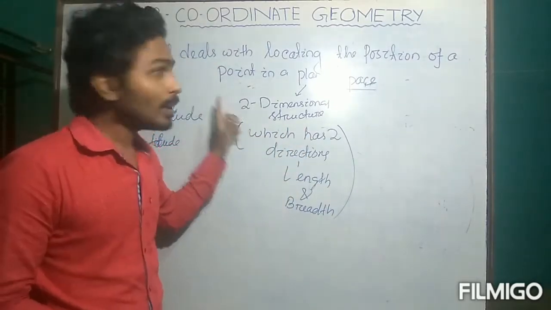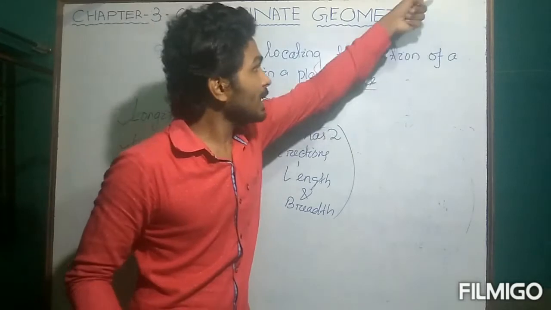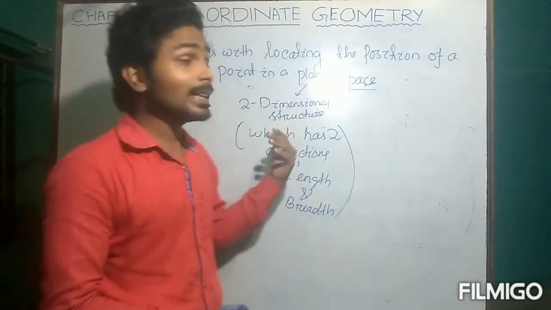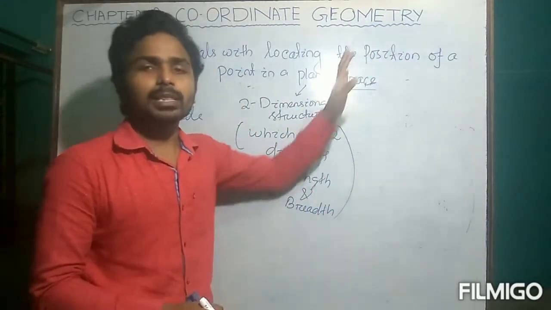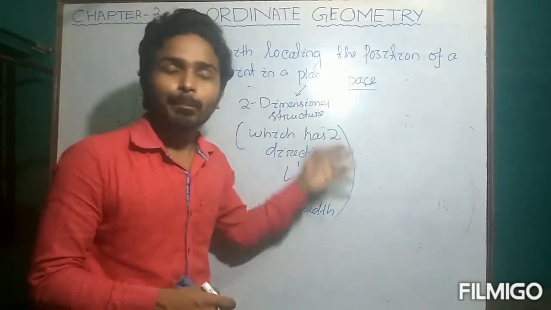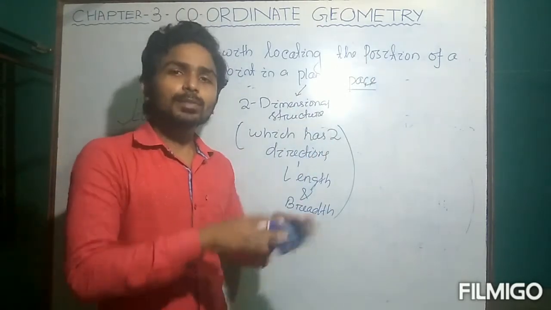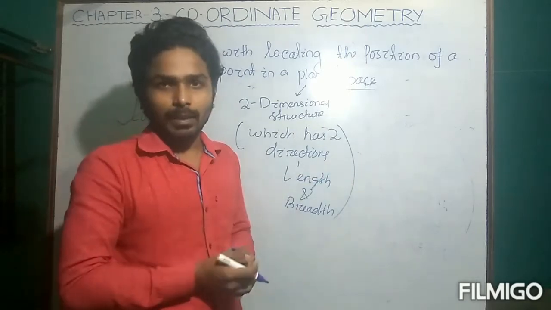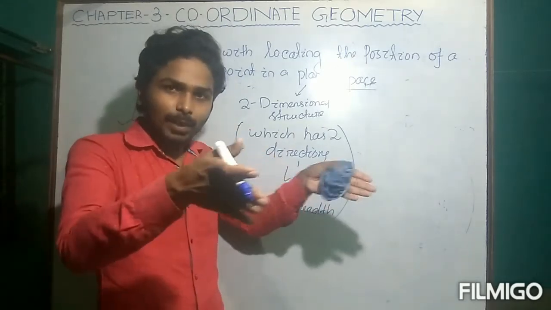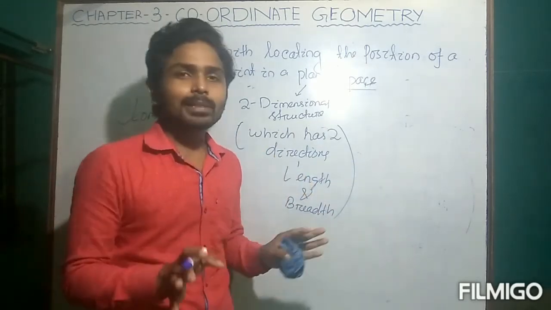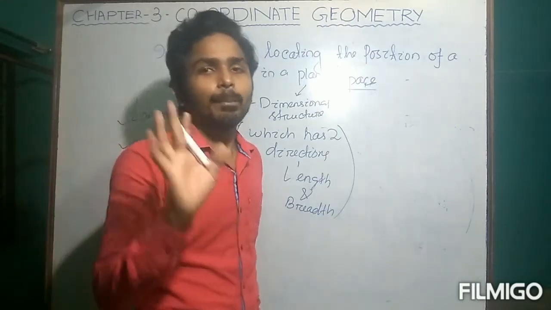You can take the example of this whiteboard. In this whiteboard, you have length as well as breadth. So it is a two-dimensional structure because it has two directions. That means it is a plane. You can take the example of the surface of a table. The surface of a table has length as well as breadth. So it is a two-dimensional structure or it is a plane.